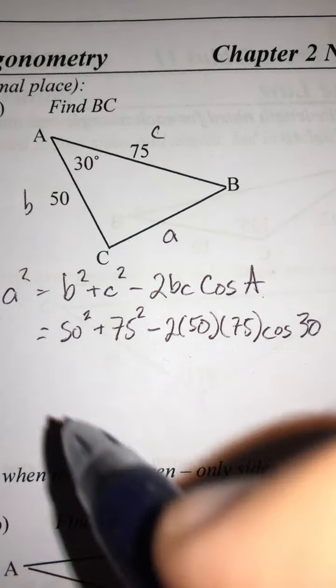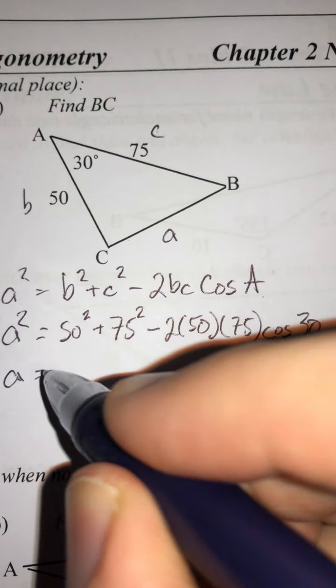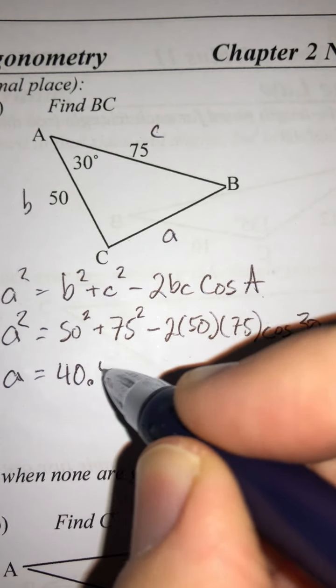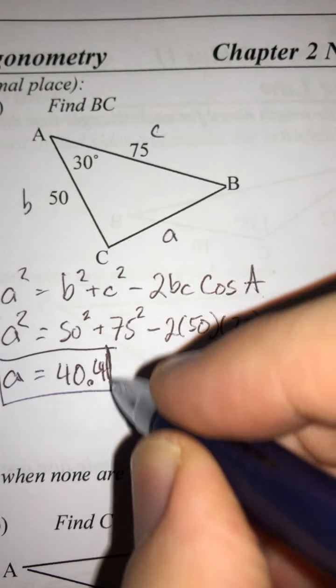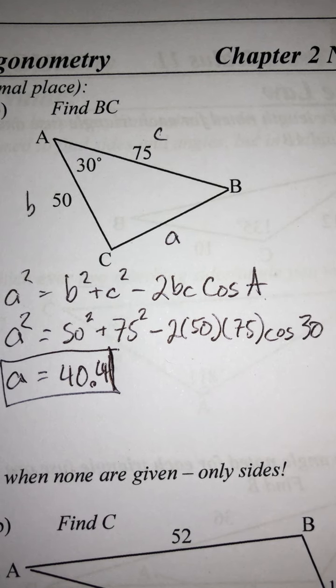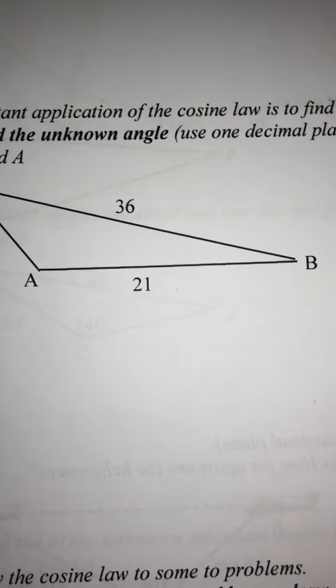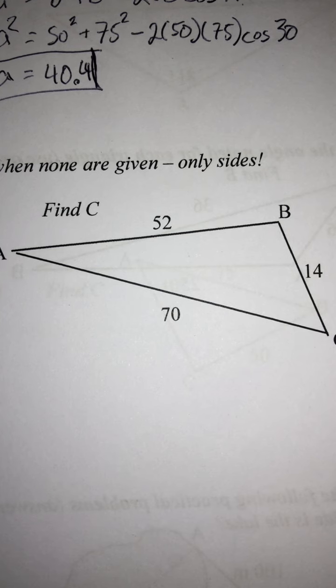And again, plug that into your calculator. Take the square root, you get A equals 40.4. So that is that. We can also use this equation, but that one's too big, I can't show it on the screen. I'll do this one. We can also solve for angles.